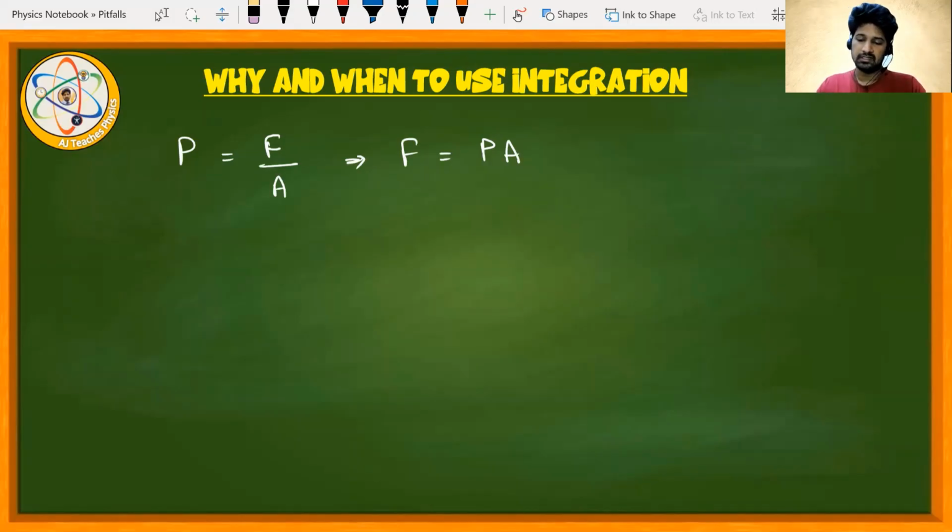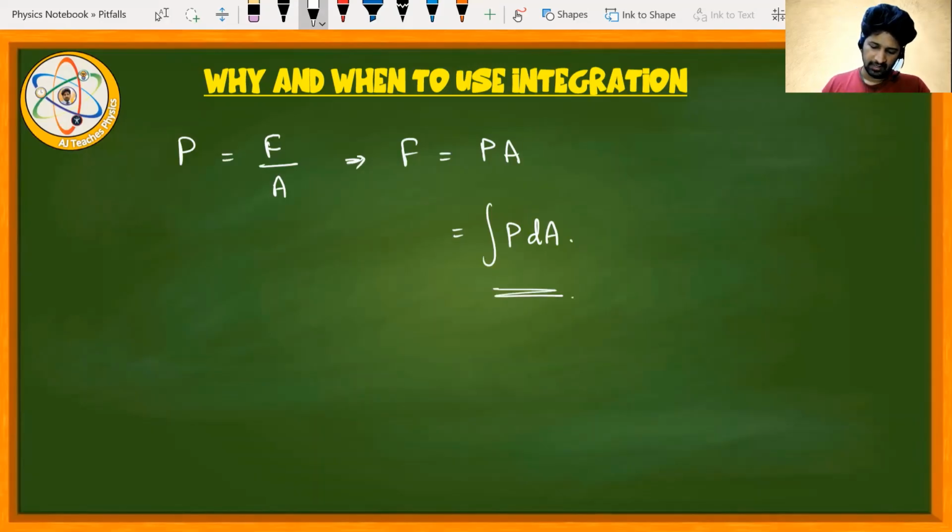Now here we see that there is a multiple. Pressure is being multiplied with area, but pressure varies from point to point over that area. That is when you should get the idea that you can use an integral. So the force can be written as integral P dA. Now I'm not explaining how to integrate, but I'm just explaining why and when to use integration. So when two physical quantities are being multiplied and they are variable, you can convert it into an integral like this.